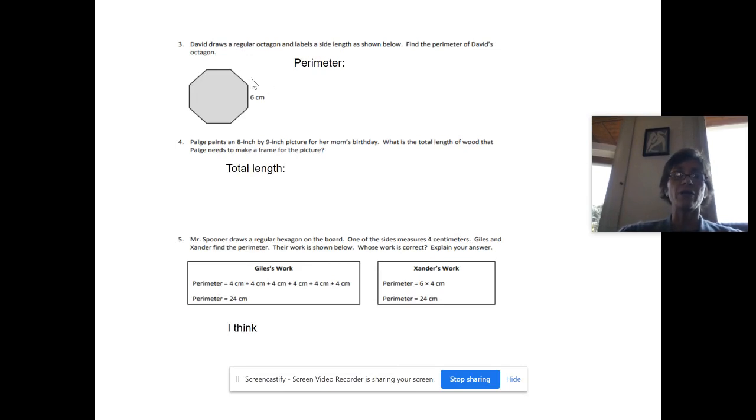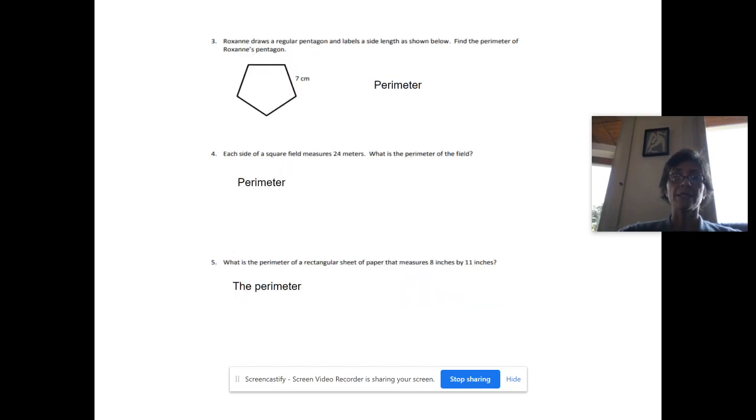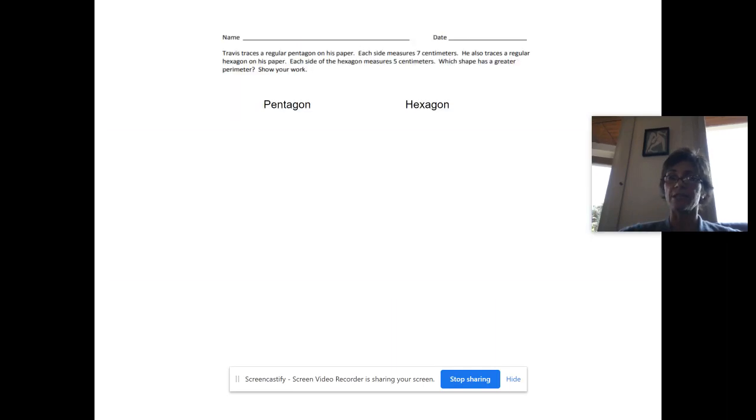Again, here you have a regular octagon. You know one side, that means you know them all. You have to find the perimeter. This is a problem that you can do on your own. And they're all problems with perimeters of rectangles or of regular polygons. And then there's an exit ticket.